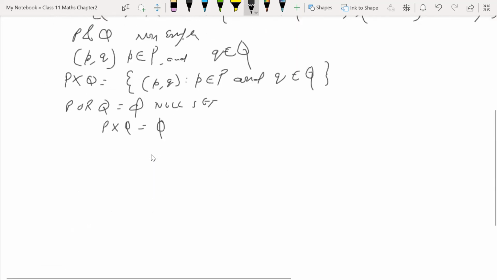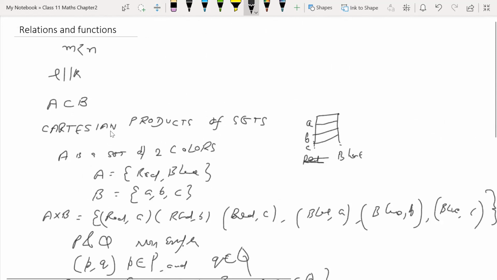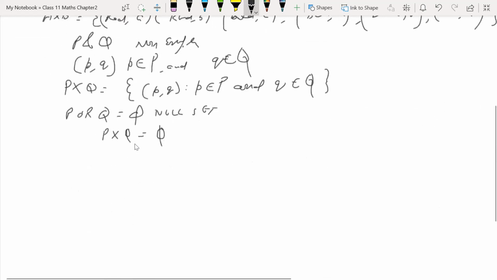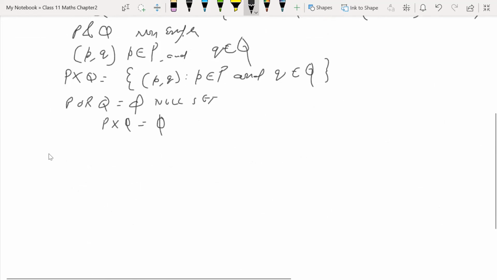Let's consider again. I hope you understand the Cartesian product fully with the help of this. There are two sets, red and blue. Another set is A×B, which is the set of ordered pairs. We note six ordered pairs.